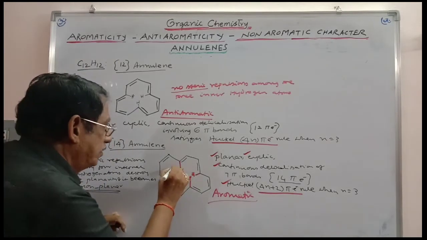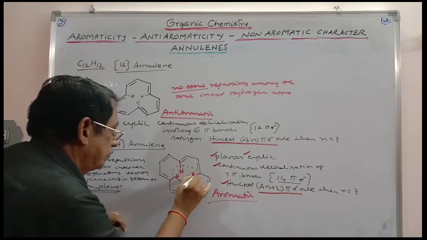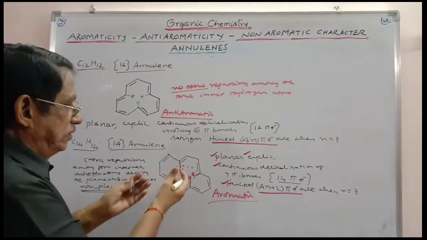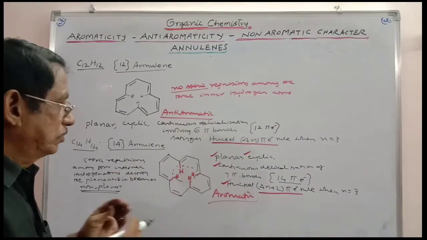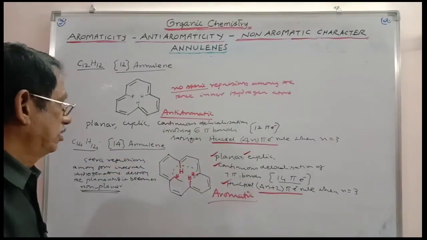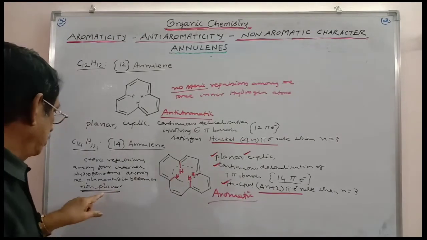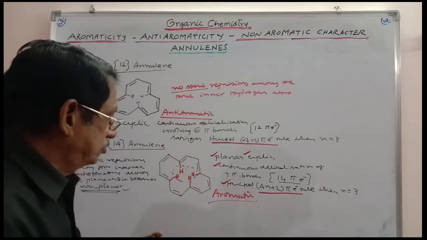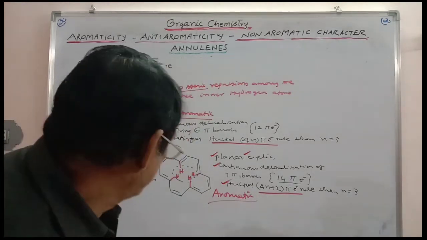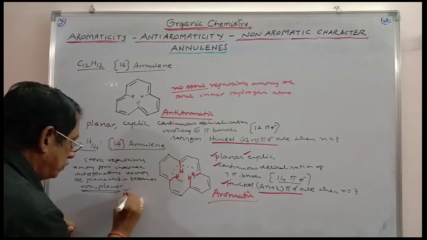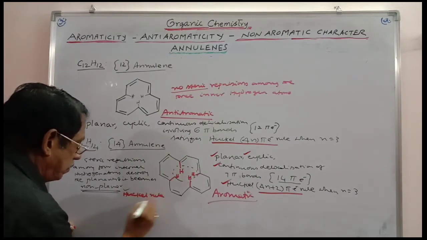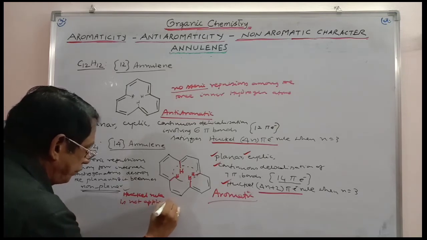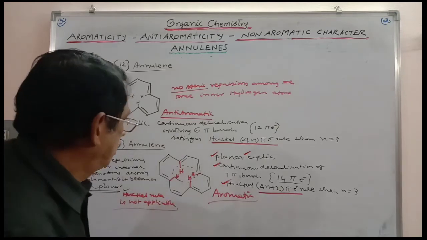these 4 hydrogens are nearer to all these. Repulsions among them will be more and more. As a result of which, it is distorted to give a puckered structure, where the planarity is lost. And so planarity is lost here. When once it is becoming non-planar, how can you say aromatic here? That means Huckel rule is not applicable. Huckel rule is not applicable.